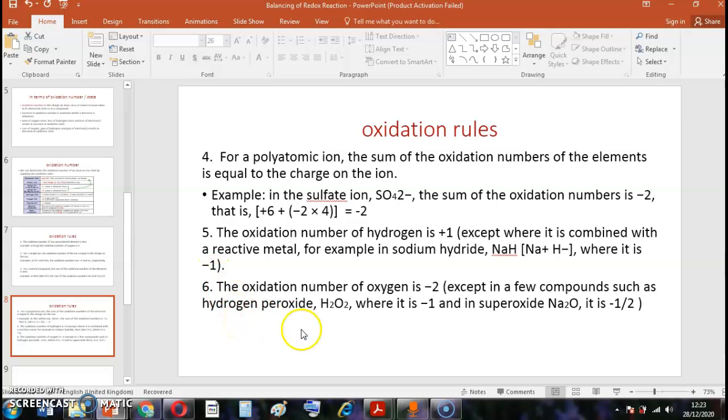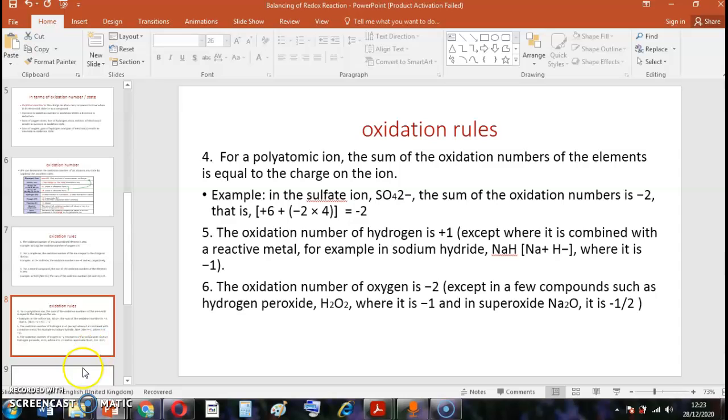Then lastly, we have the oxygen atom. Oxygen atom in all compounds will have oxidation number of -2, except in a few compounds such as hydrogen peroxide. As you can see, the example is what we have here. Over there, the oxidation number is -1. And then in superoxide, over there, the oxidation number is -0.5.